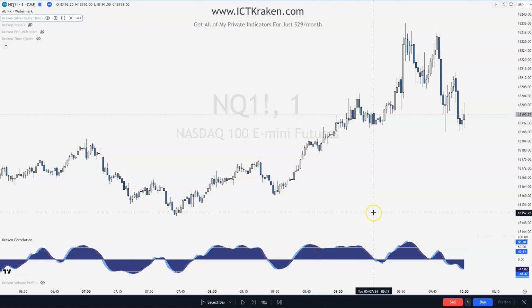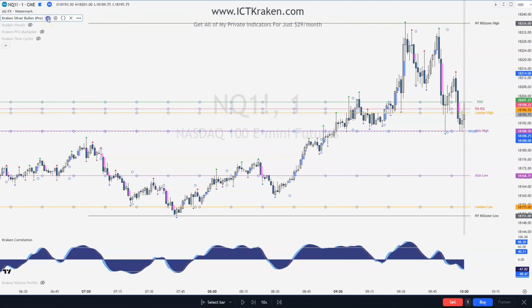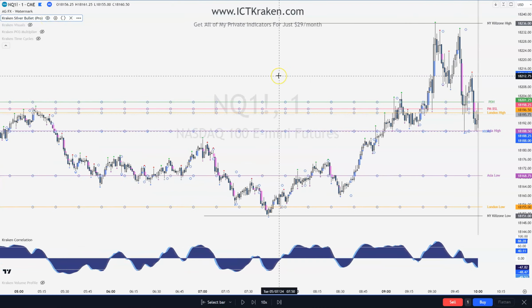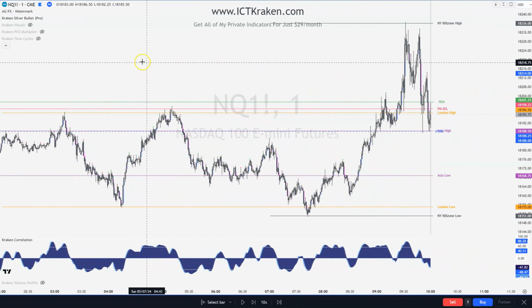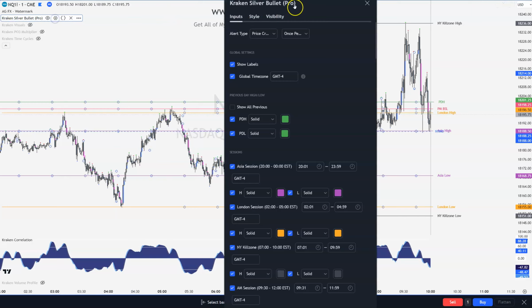Today I want to go over the AM Silver Bullet for May 7th. So the first thing we're going to do is turn on the Kraken Silver Bullet Pro indicator and see where all the liquidity is at, right? So let's put that like that, and let's open the menu, slide this over.